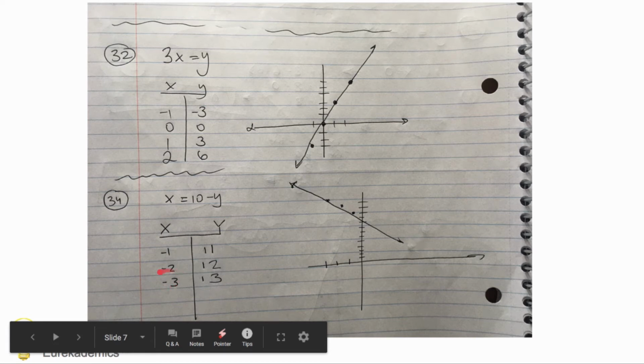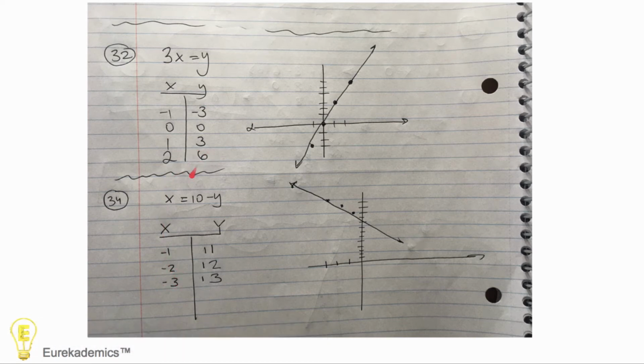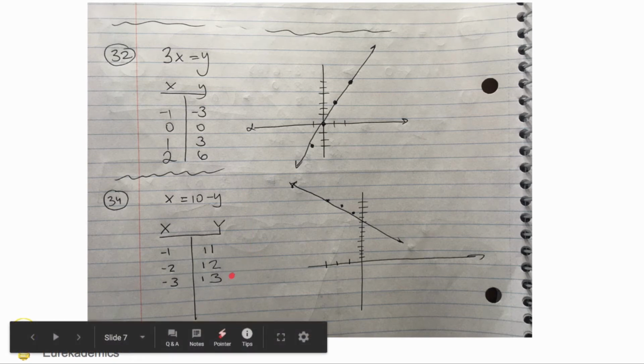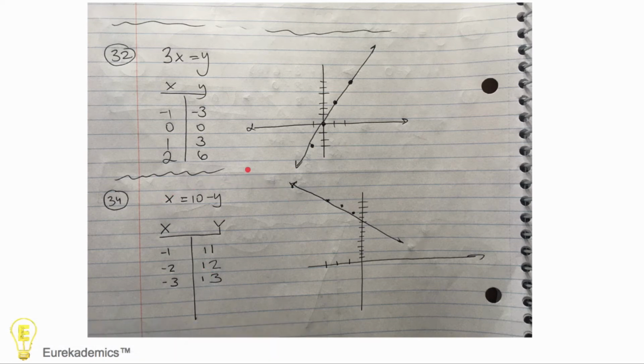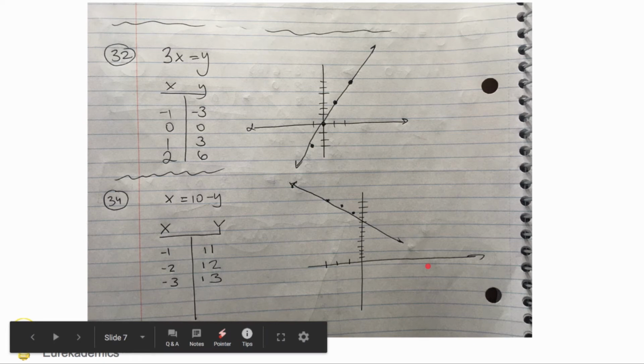And then how do I make a negative 3 on the x side? 10 minus something is negative 3. 10 minus 13 is negative 3. If those numbers were challenging, go ahead and pick values for y. So you could have said if y is 11, 10 minus 11 is negative 1. If y is 12, and then so forth. I don't think it's too hard. Let me know if it is, text me. And then we plot our 3 points and go.